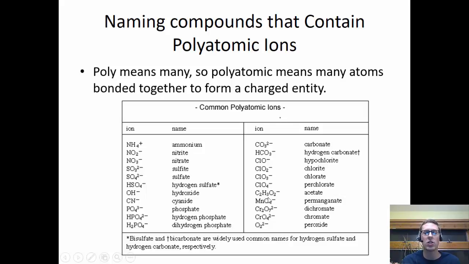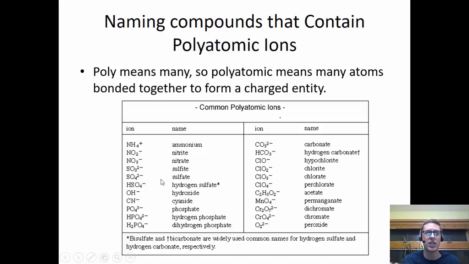Acetate is C2H3O2-. Permanganate is MnO4-. Dichromate is Cr2O7 2-, while just chromate is CrO4 2-. Same charge again, but chromate has only one chromium, while dichromate has two chromiums. And then peroxide is O2 2-.